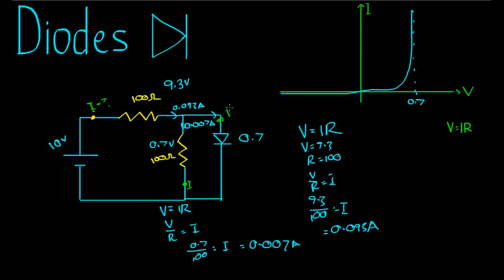So the amount of current here is equal to 0.093 take away 0.007. And that comes to 0.086 amps. I hope this video helped in solving some of these tricky diode circuit questions.